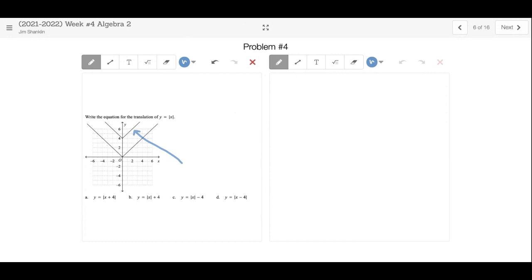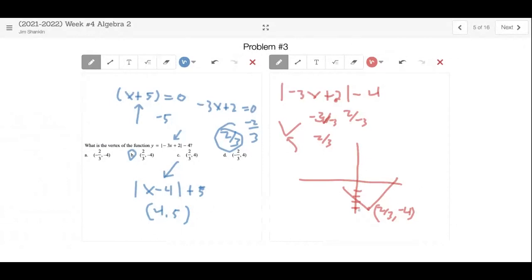What was the answer for number 3? I think if I go backwards, I lose everything I wrote. Well, maybe I can. Oh, yeah, there you go. So 2/3 and -4. So letter B should be the correct answer, because it asks what is the vertex.